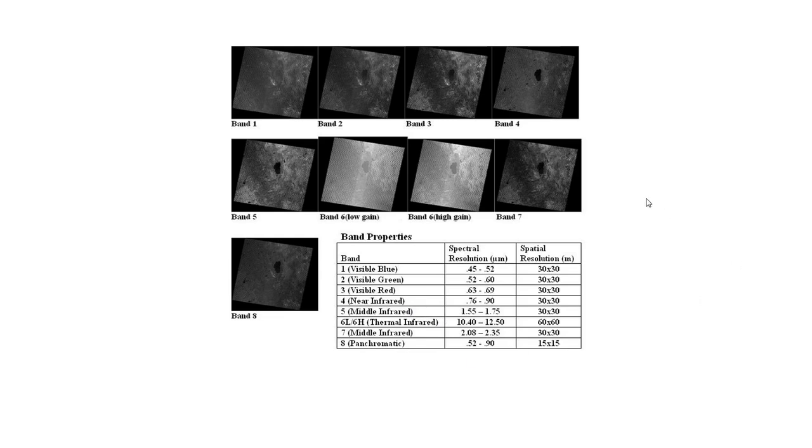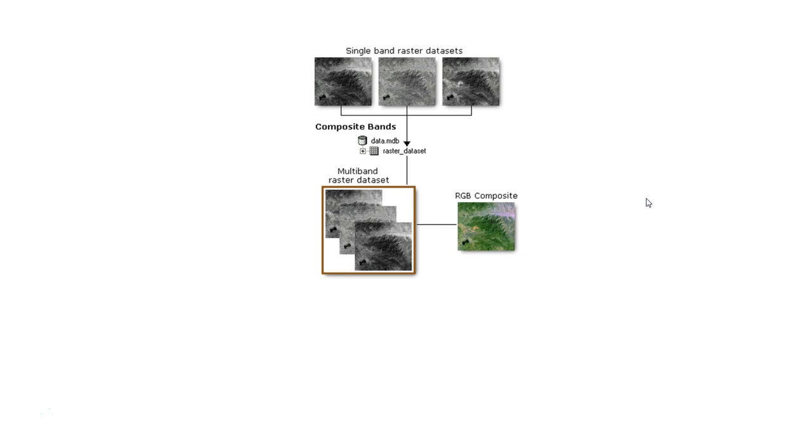So this is really great because we can separate out these bands and use them independent of each other in different combinations to get to the final result that we want to achieve. And in ArcGIS, what we'll do is we'll bring these in as single band raster data sets. We'll composite them, and then that's going to give us the multi-band raster data set that then we can view in a red, green, blue composite.